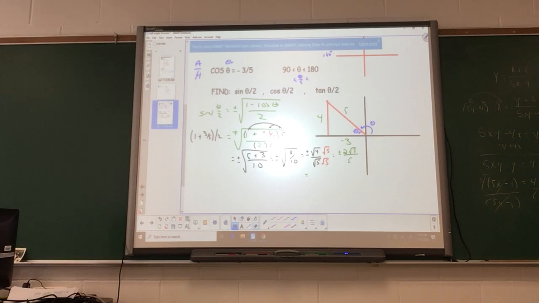180 and 270. How'd you get 180 and 270? Because it's the next quadrant. Next quadrant. Grace, what do you think?